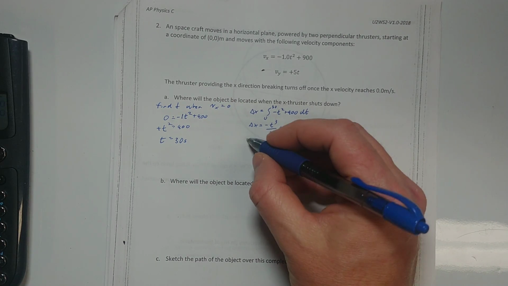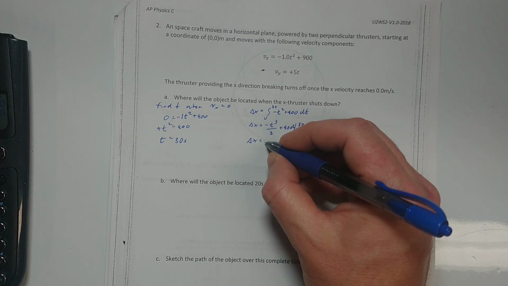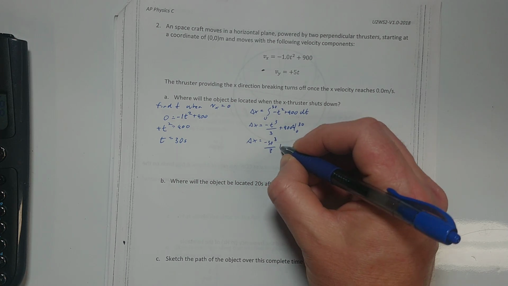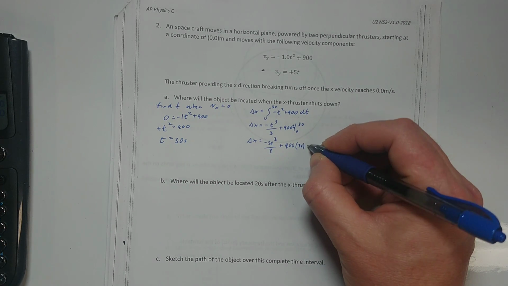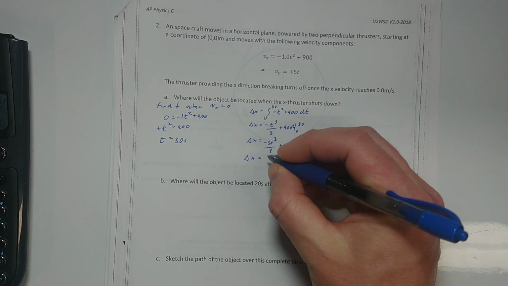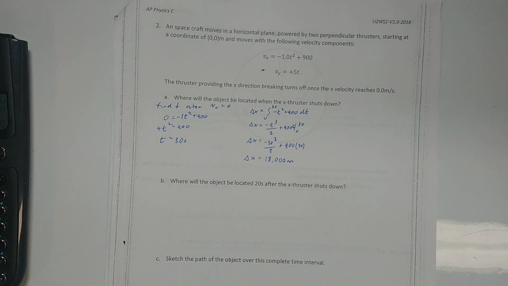All right, so here we go. Delta x, put in 30 for t. So it ends up being negative 30 cubed over 3 plus 900 times 30. All right. So it's negative 9,000 plus 900 times 30, which is delta x equals 18,000 meters or 18 kilometers. So it's moved pretty far forward.